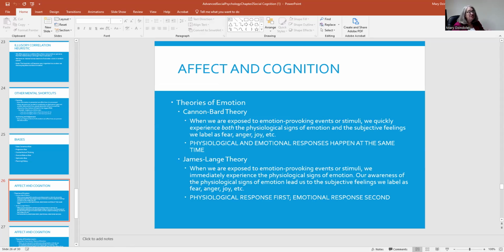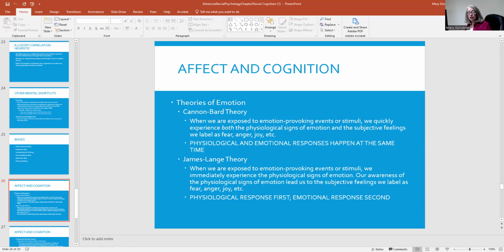And all of a sudden, there's a huge bear in front of you. Okay, the bear is the emotion-provoking event or stimuli. What Cannon-Bard says is that you are going to immediately have the physiological response of running in the opposite direction. You're running, your heart is beating super fast, your palms are sweating, your mouth is going dry. You're running.